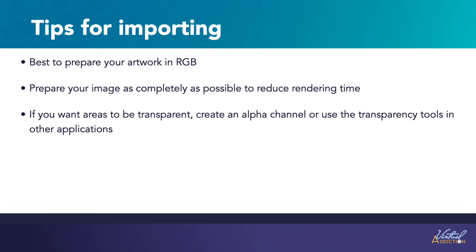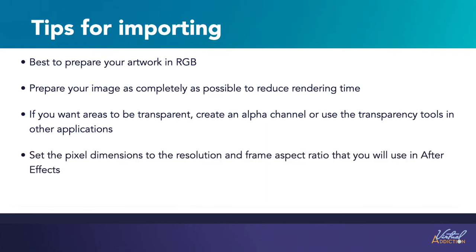If you want a specific area to be transparent, you can create an alpha channel or use transparency tools in applications like Photoshop and Illustrator. You'll also want to set the pixel dimension to the resolution and frame aspect ratio that you will ultimately use in After Effects. If you plan on scaling the image over time, set the image dimensions to provide enough detail at the largest size that the image has in the project.